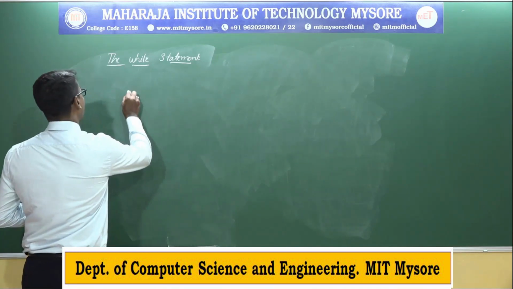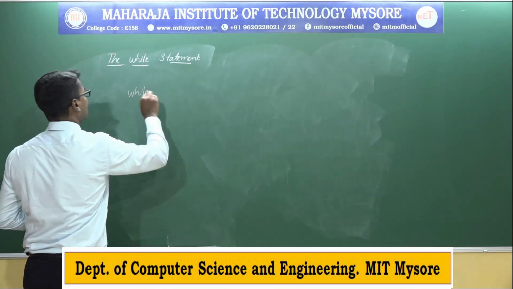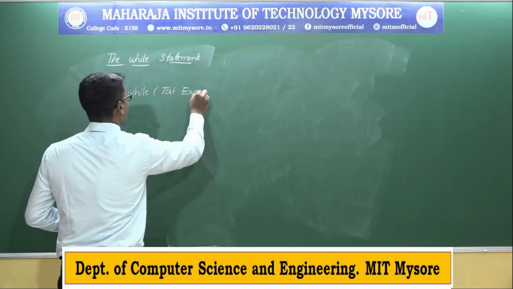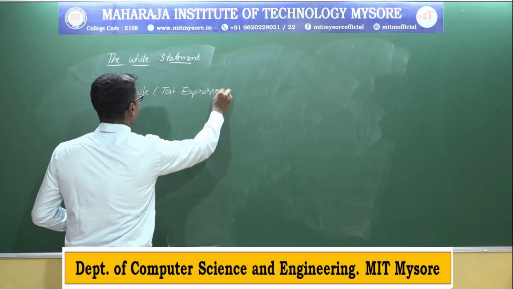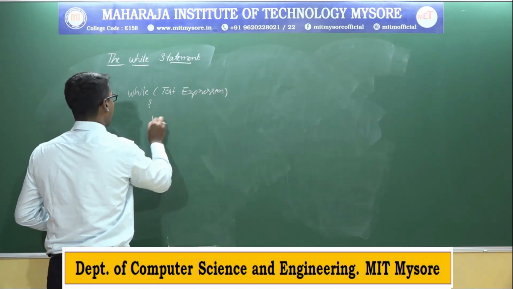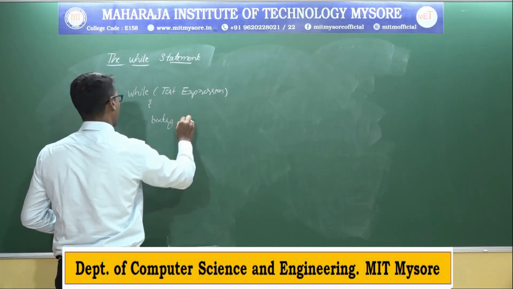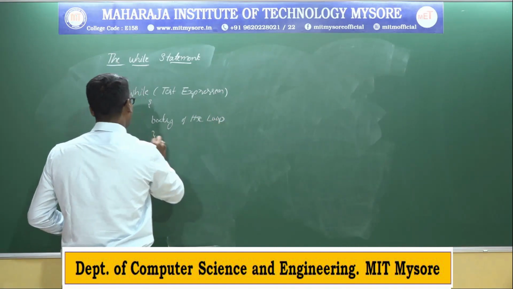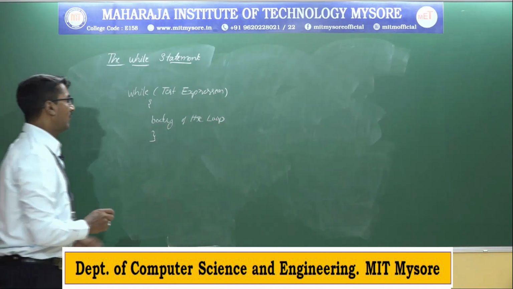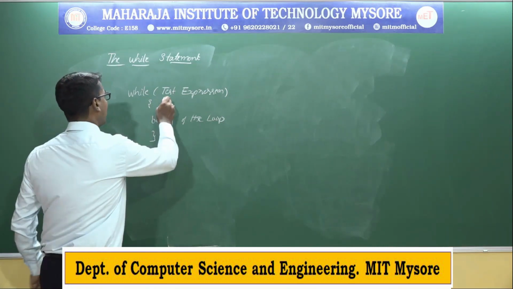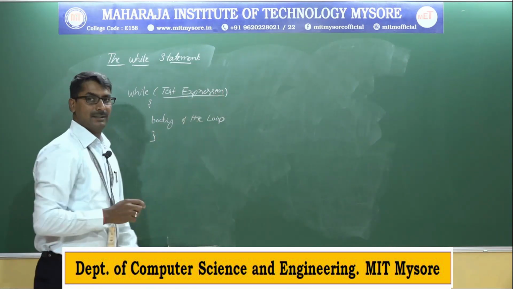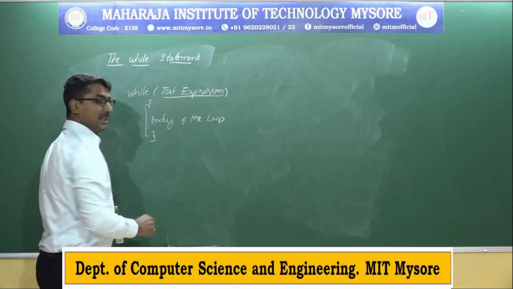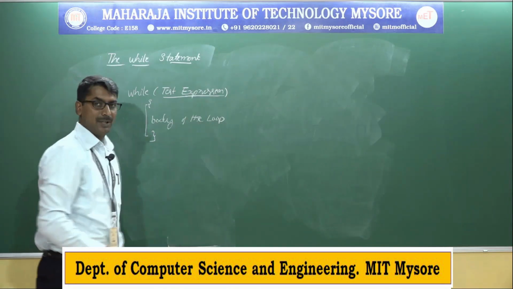The general form of while loop statement is: while, test expression, then the body of the loop, and close bracket. This is the general form of a while statement. Here first the condition will be evaluated. If the condition is satisfied, then it executes the body of the loop. If the condition is not satisfied, it will skip from the loop.